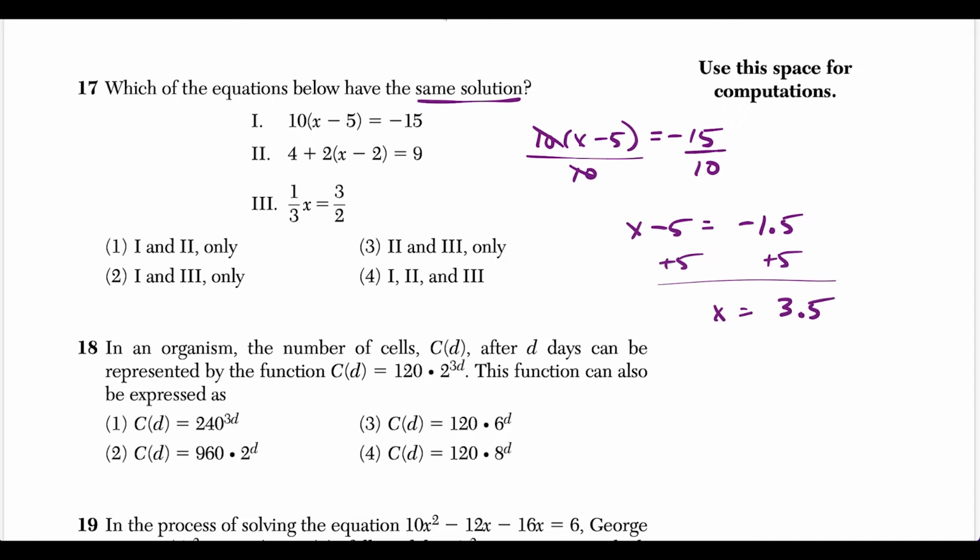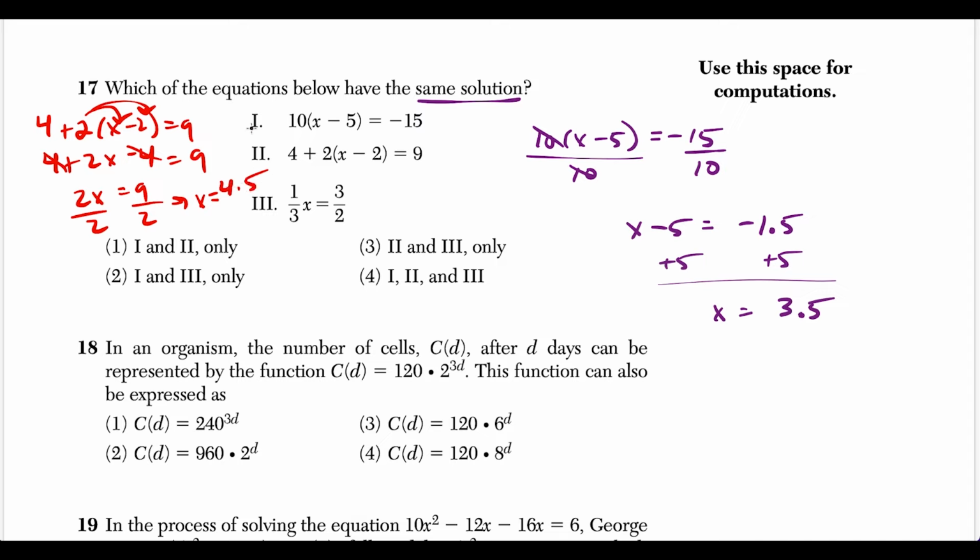So now we could solve the second equation here. And the second one I'll solve in this little space over here. We have 4 plus 2 times x minus 2 is equal to 9. Now this one, let's say we start by distributing. So we'll have 4 plus 2x minus 4 is equal to 9. Notice 4 minus 4 cancel out. And now we have 2x equals 9. Dividing both sides by 2 gives us x equals 4.5.